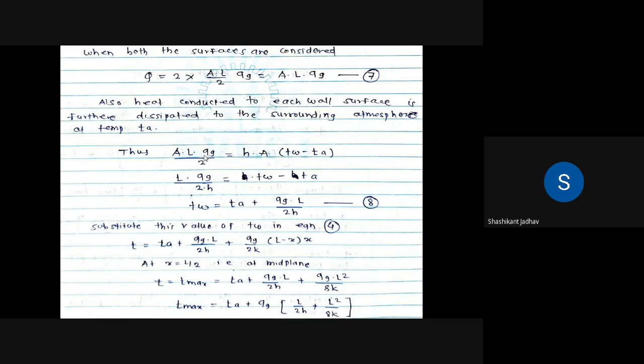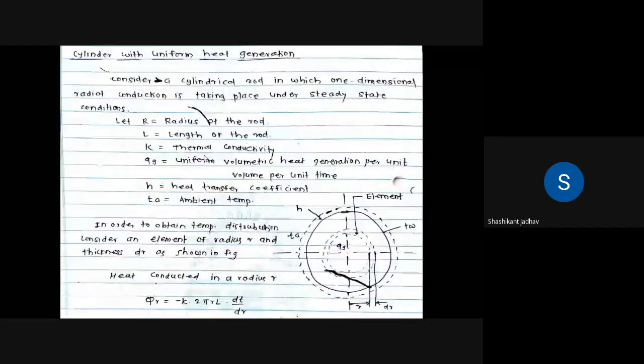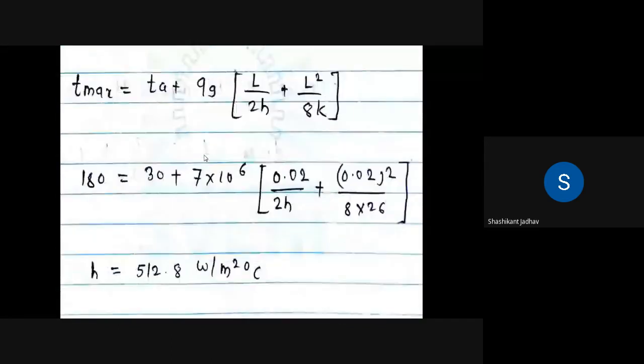So in this case T max is given, TA is given, Qg is given, then L is given and K is given. So this is the equation we have to use, and by using this equation we have to calculate the value of H. So write down the equation. T max is equal to TA plus Qg into bracket L by 2H plus L square by 8K. Okay, so we have to use this equation. Write down T max is equal to TA plus Qg into bracket L by 2H plus L square by 8K.